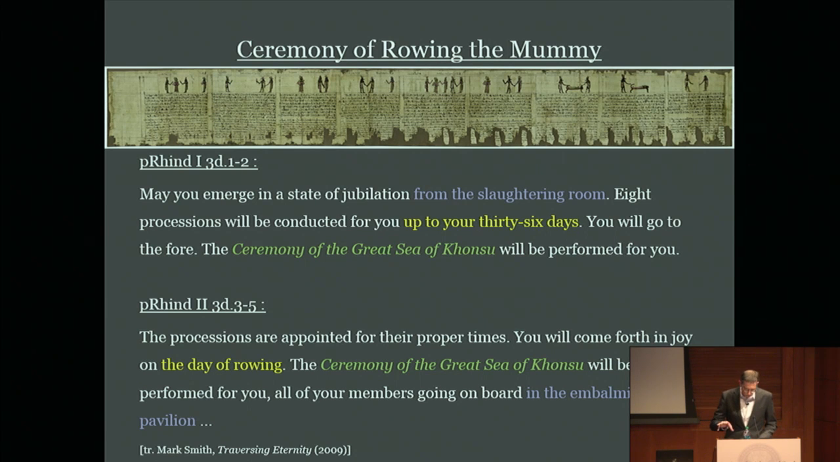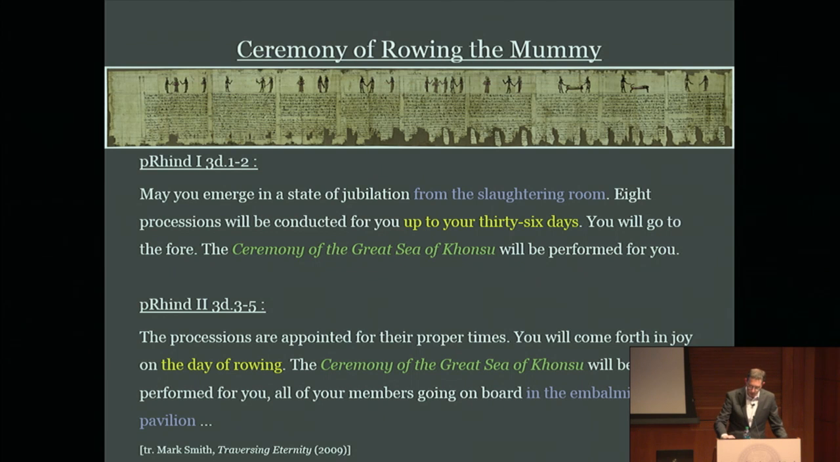On the 35th day, the corpse is transported from the place where it was eviscerated and desiccated, that's the slaughtering room, to the place where it will be anointed and bandaged into a mummy, and that's the embalming pavilion. The transport of the corpse from one room to the next is conceived as a boat journey, a day of rowing, that takes place on the Great Sea of Gonsu. This Great Sea of Gonsu is a ritual space, conceived as a body of water, but in real life it must be the passageway between the slaughtering room and the embalming pavilion. The transport is thus ritualized as a boat journey across the Nile, from the east to the west, from the house to the tomb, from the land of the living to the land of the dead.